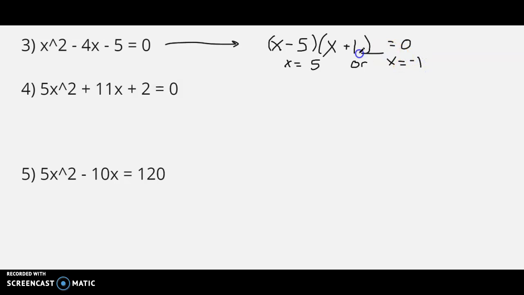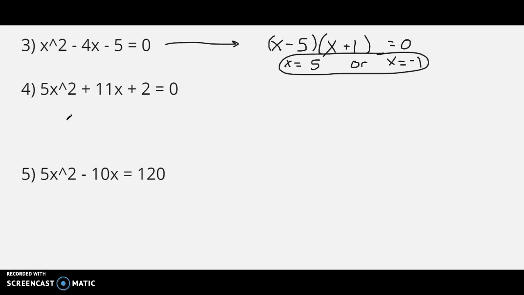Just to know what those two answers mean, if we plug either of them back into either expression, or the original for that matter, it would make the equation equal to 0. That's why they also call solutions to equations zeros. If you set an equation equal to 0, solving it is sort of like finding the zeros, and that corresponds to graphing where it crosses the x-axis.